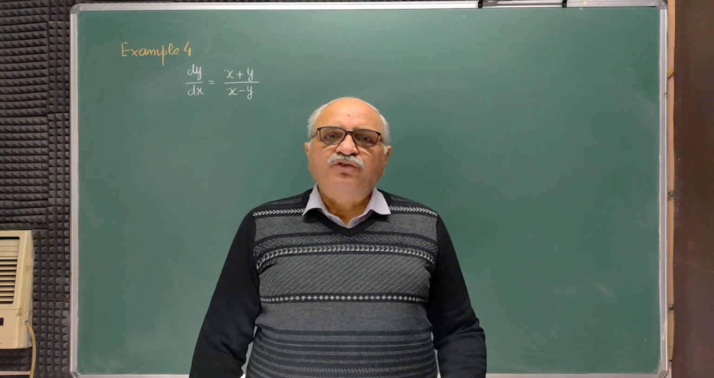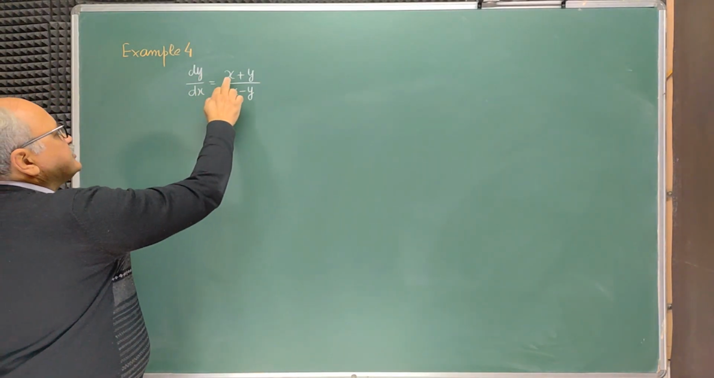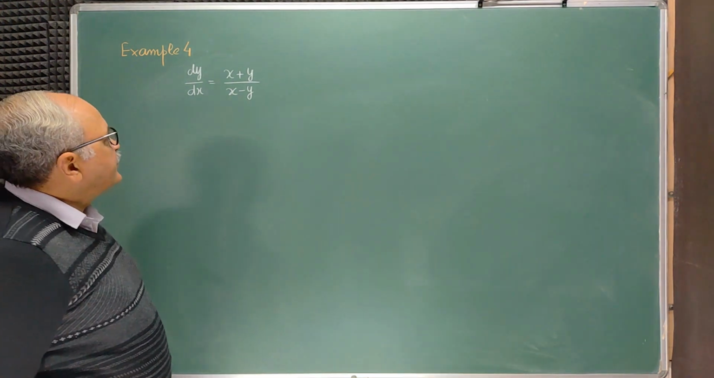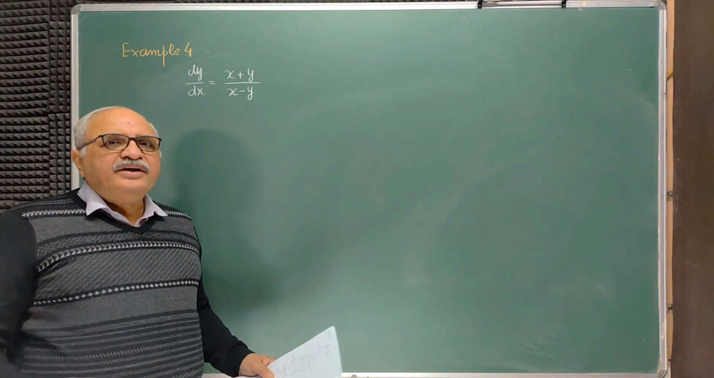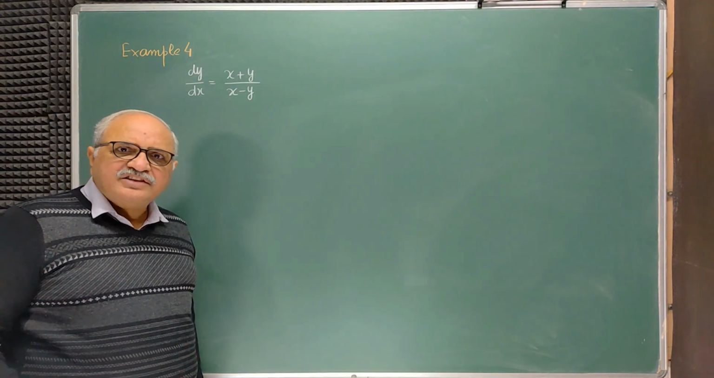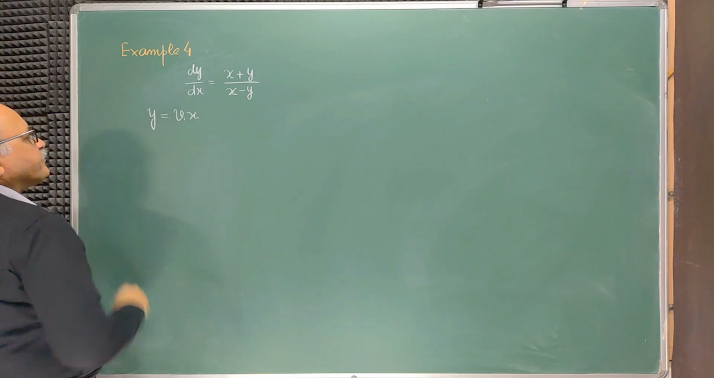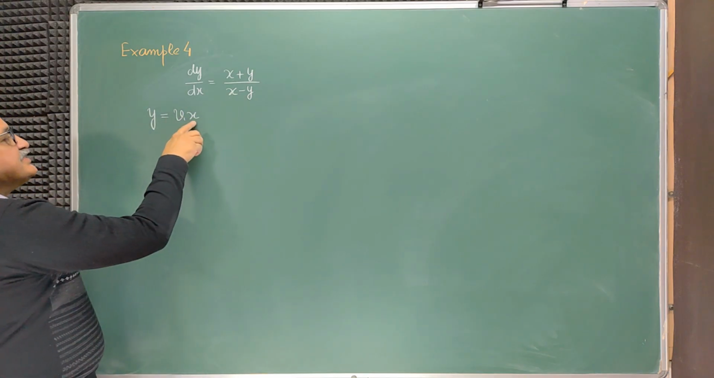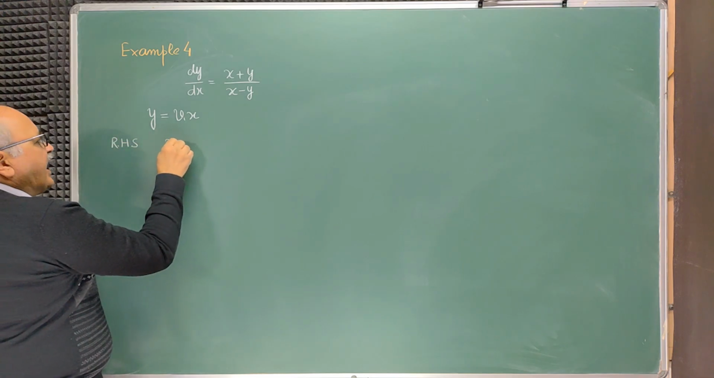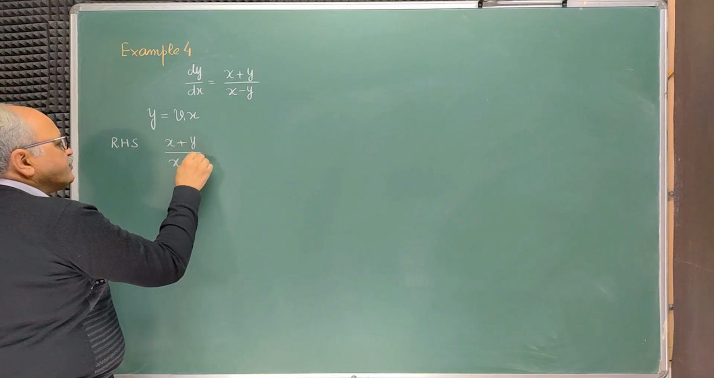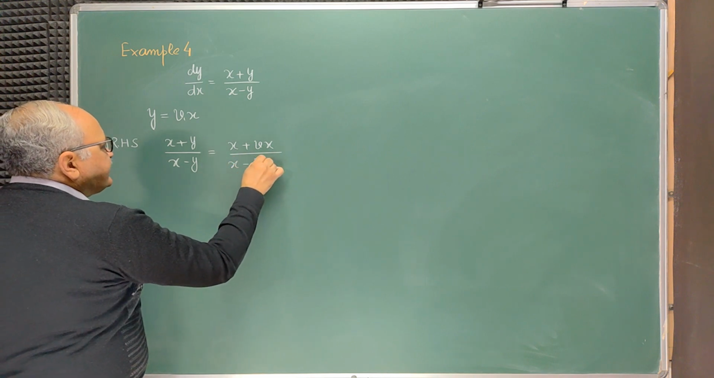Now students, let's take the fourth example. In this, the differential equation is given to us: dy by dx equals x plus y divided by x minus y. We have to solve it. But you can notice that I cannot separate out the y and x directly. We have to go for a substitution. Let's try this substitution, y equals vx. If we do this, then first of all, the right hand side, that is x plus y divided by x minus y, will take the shape x plus vx divided by x minus vx.